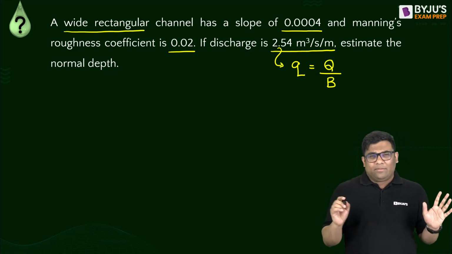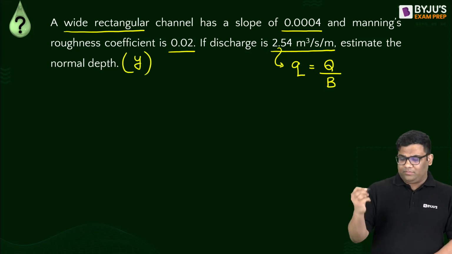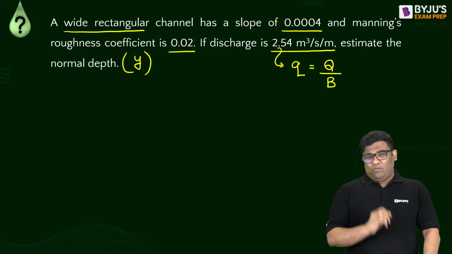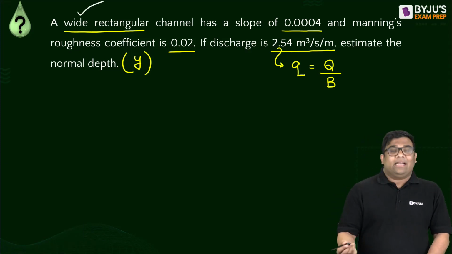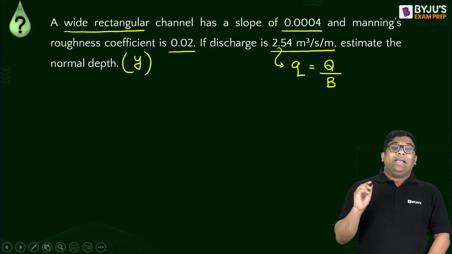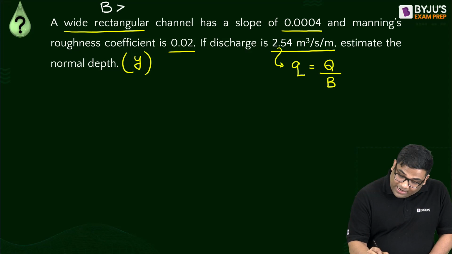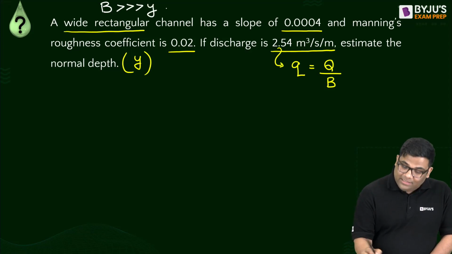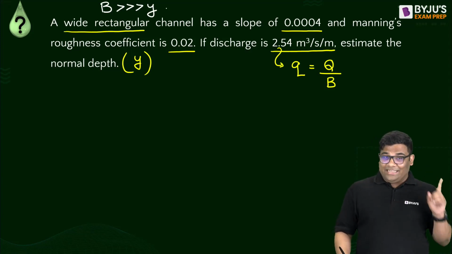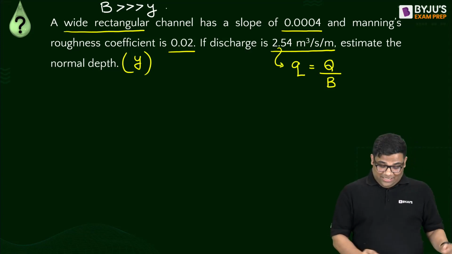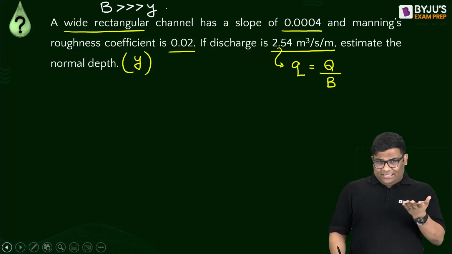Estimate the normal depth. Normal depth means the depth of flow, I can say Y. It's a rectangular channel. But see the words, wide rectangular channel. Whenever they write wide rectangular channel, that means the width is quite large compared to the depth. In that case, what happens? I have already told that in the video which I took on Monday, but let me revise it for you.